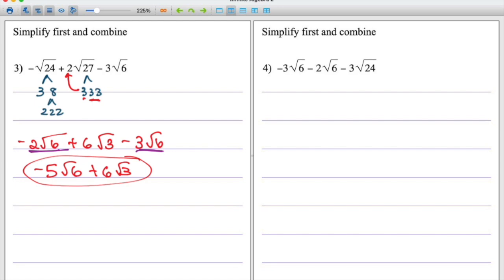Let's do number 4. We're going to do this one. We just did 24 a moment ago over there, and we noticed that it was 3 and 2, 2 and 2. And so we're taking out the doubles and leaving the singles inside. So we're going to bring this down and this down because we can't do anything to it. So we're going to have negative 3 radical 6 minus 2 radical 6.